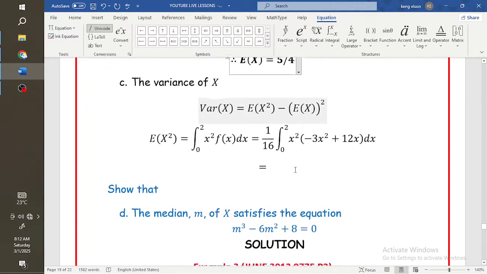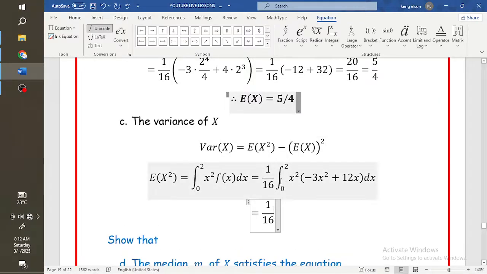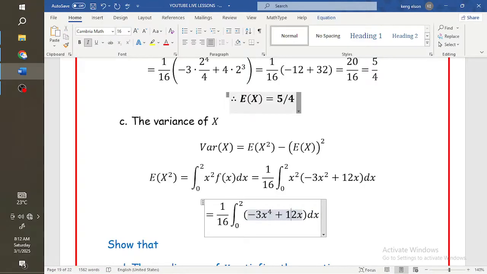Okay, now let us go to our variance, where we are looking for E of x squared. So you have 1/16 outside. Now we are going to be integrating, but I'll make sure that we multiply every term by x squared. So this x squared distributes itself. Multiplying with this term, you add the powers, it is x to the power 4. Multiplying with this term, it becomes x to the power 3, because it was x squared and x.